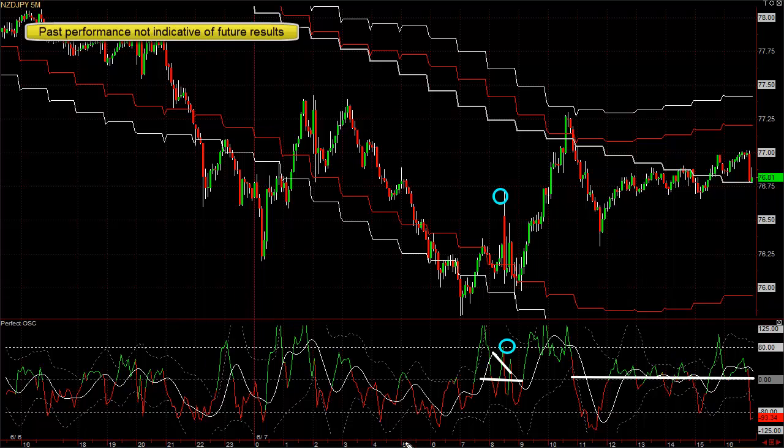For instance, from here to here, it's underneath the moving average. And so up moves like this are very high probability, and you can see what happened.